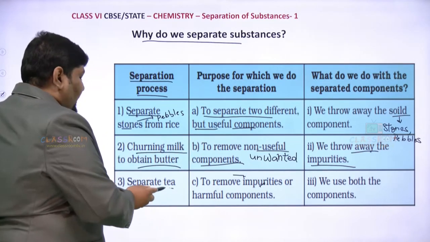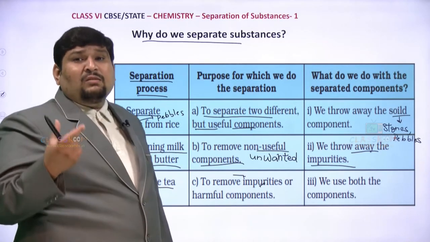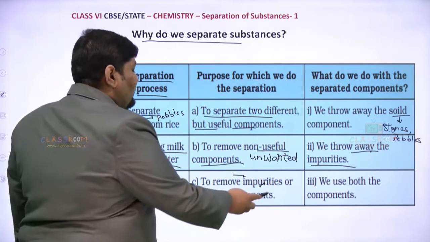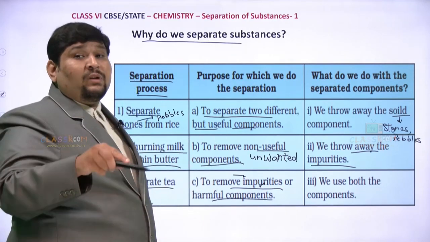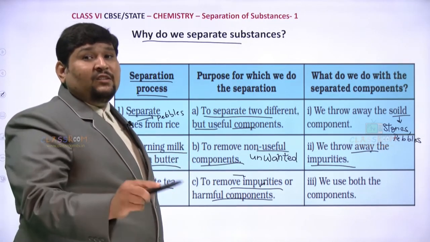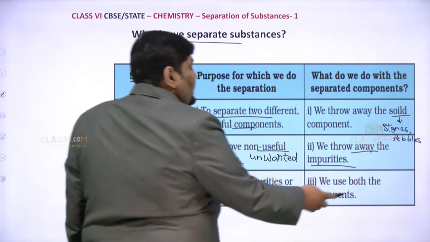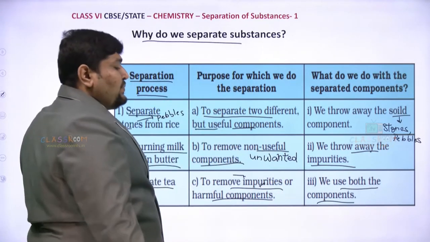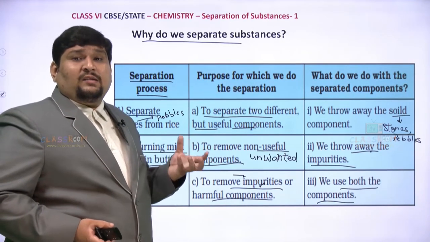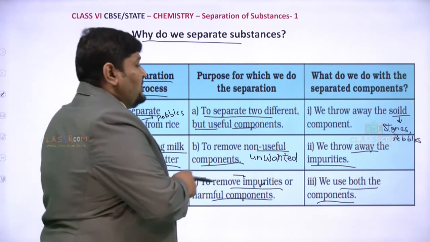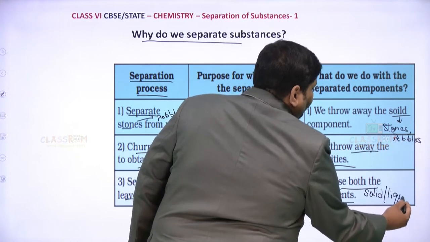The next comes separating the tea leaves. As you know, you are definitely going to separate your tea leaves, that's the tea powder which you have used to prepare tea. In such cases, the impurities, or any harmful components present in the ingredients which you have added, are also removed along with that, and we use both the components. Both components can be solid or liquid, so they can be solid impurities or liquid impurities.